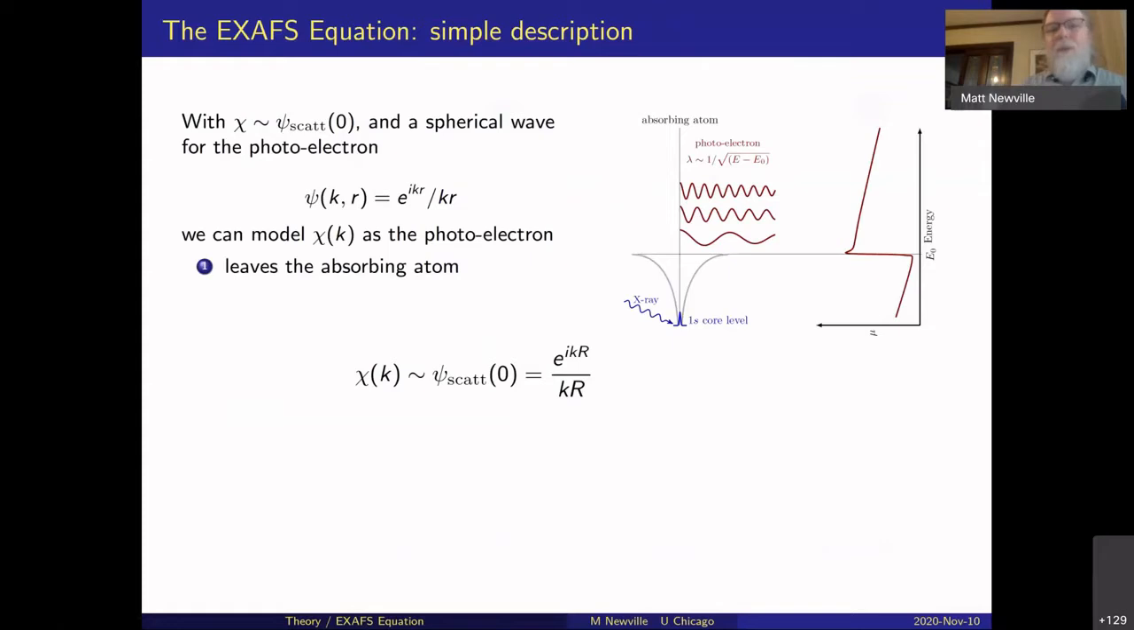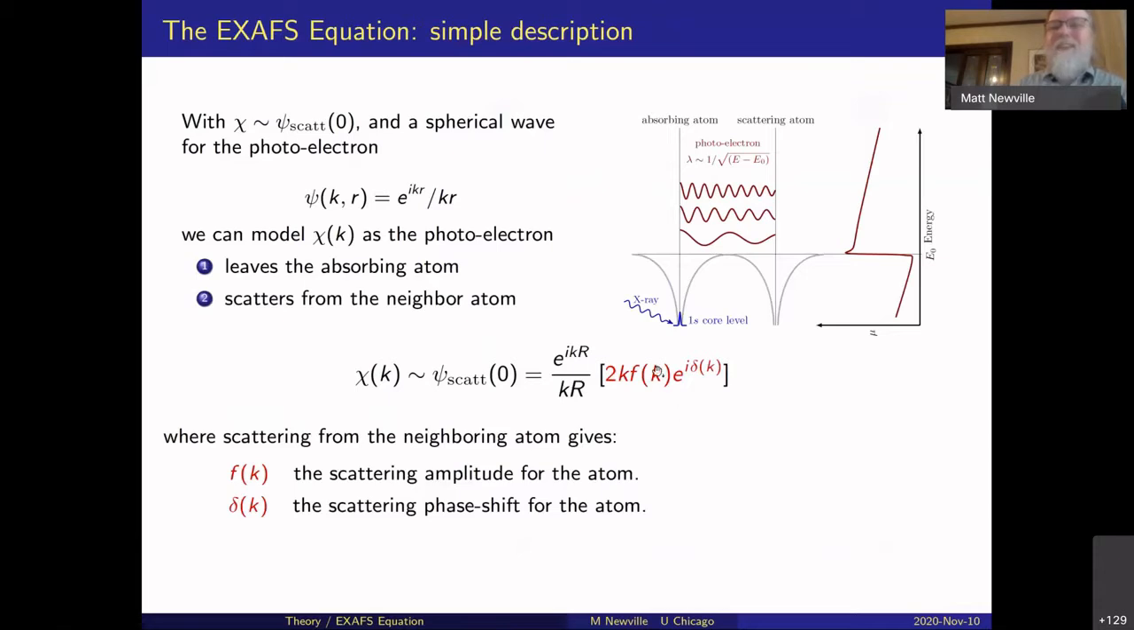So now, with that idea, we can write out a simplified version of the equation. We'll write it out simple, and then we'll add all the bells and whistles. If we think of the photoelectron going out, it's a spherical wave. So we'll say it's just e to the IKR over KR. It's a sine wave going out. The photoelectron leaves the atom, that's e to the IKR, and then it scatters.